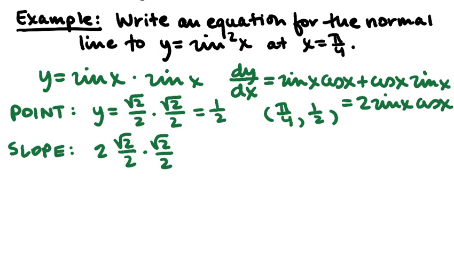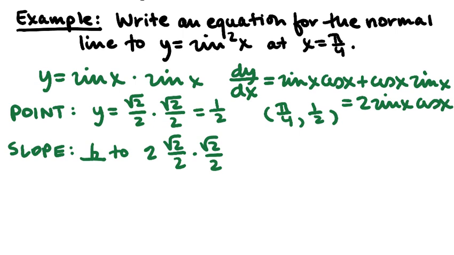Okay. Well, but really it's going to be perpendicular to this. Okay, so I'm going to make a little note. It's going to be perpendicular to 2 times root 2 over 2 times root 2 over 2. Okay, 2 sine x cosine x. So this is looking like 2 times 2 over 4, which is 1. So it's perpendicular to 1. So you think all the way back to algebra 1: what's the perpendicular slope to 1? That would be negative 1.